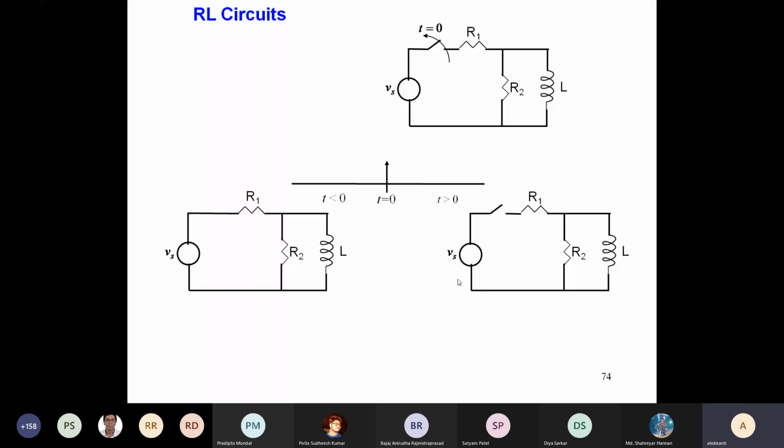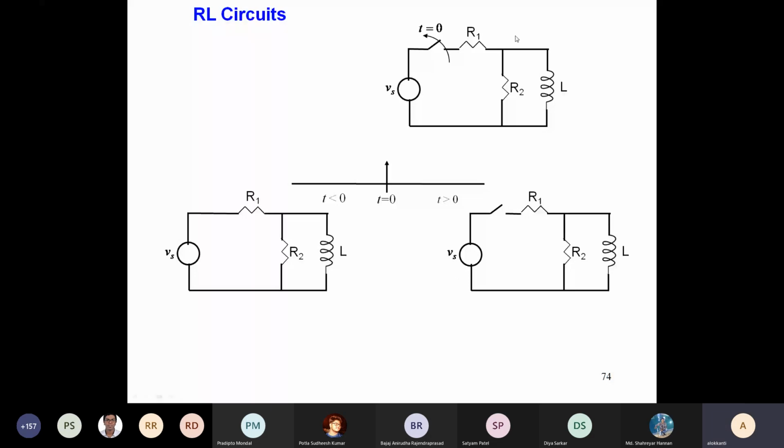Now, the purpose of this class is, if we have a simple circuit of RL elements, and some switching is done, what happens before the switching and what happens after the switching, because L, that is the inductor, is such an element that it can store energy. This is the slide I discussed in the previous class.